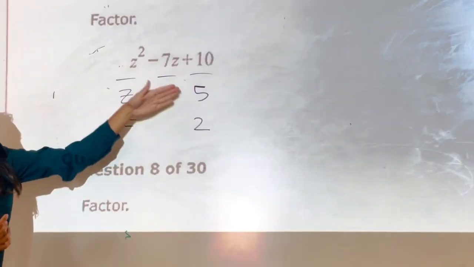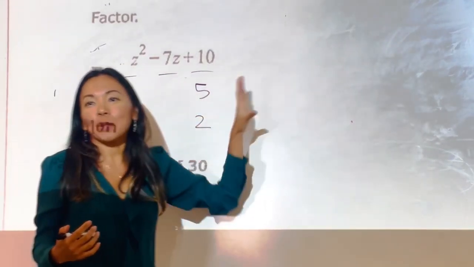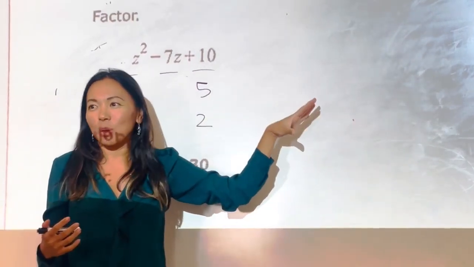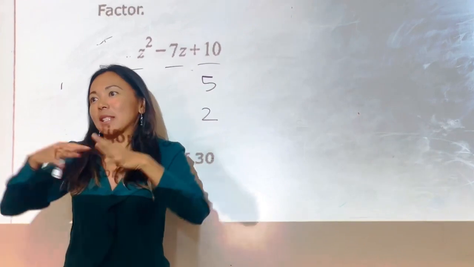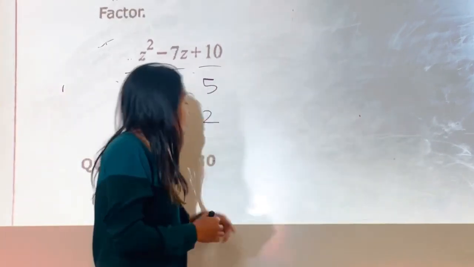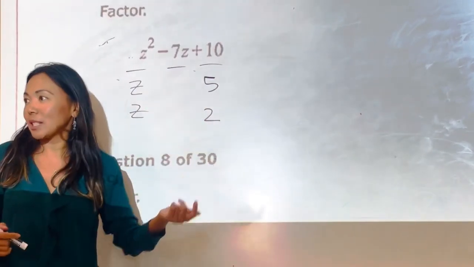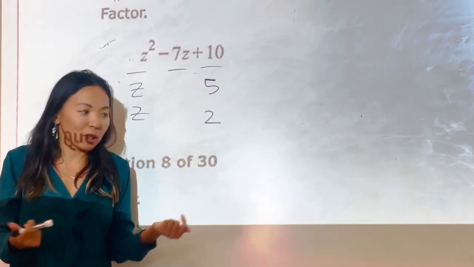But there's only so many options, right? It's either a 5 and a 2 or a 10 and a 1. So it's a finite number of options you can pick. It's not going to be like 20 of them. If 5 and 2 don't work, I'm going to try 10 and 1. So it's kind of like this game that you're playing.